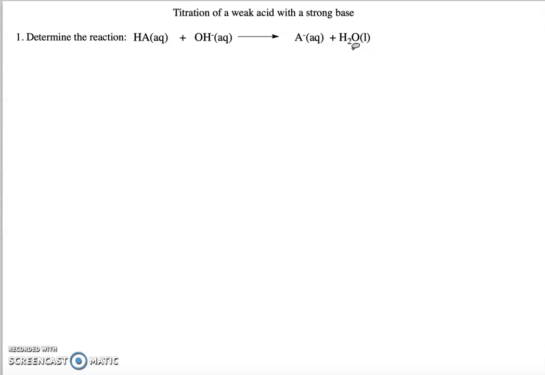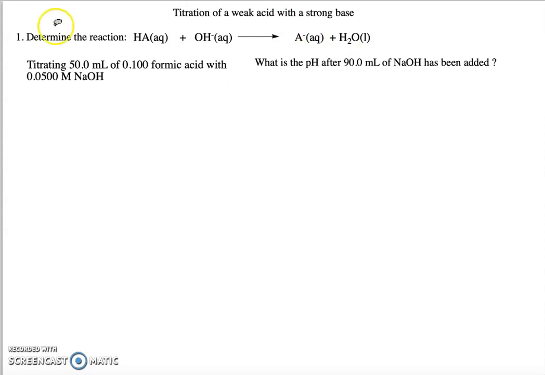So for the sake of argument, let's assume that we are titrating formic acid with sodium hydroxide. So we're looking at titrating 50.0 milliliters of formic acid with 0.050 molar NaOH. The formic acid is 0.01 molar. And what is the pH after adding 90 milliliters of the base?